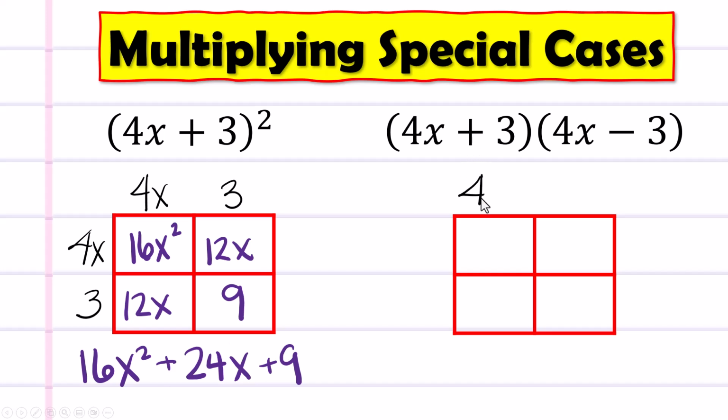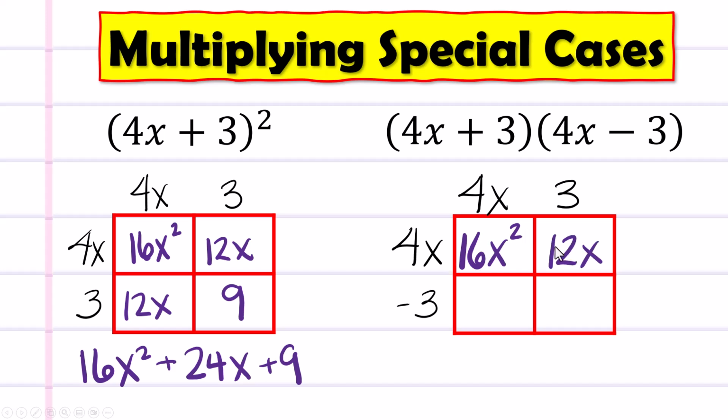Now, what happens if we change one of the signs? So instead of just squaring 4x plus 3, we're going to take it times 4x minus 3. Watch what happens. 4x times 4x, you get 16x squared, and 4x times 3, you still get 12x. The first line is the same.